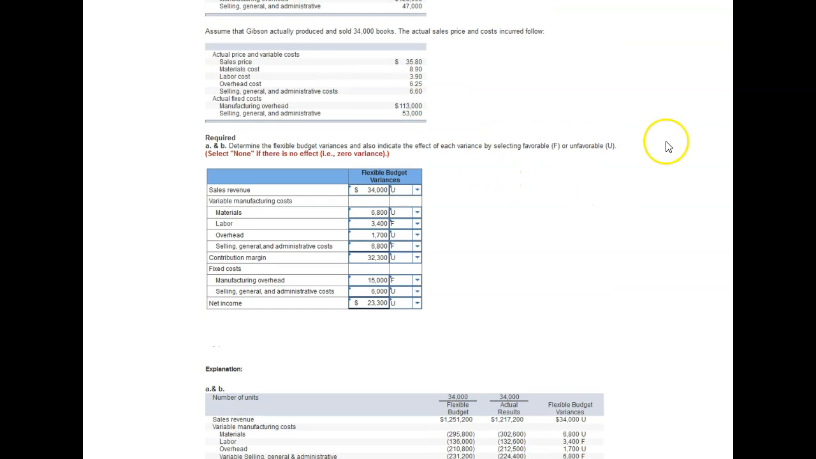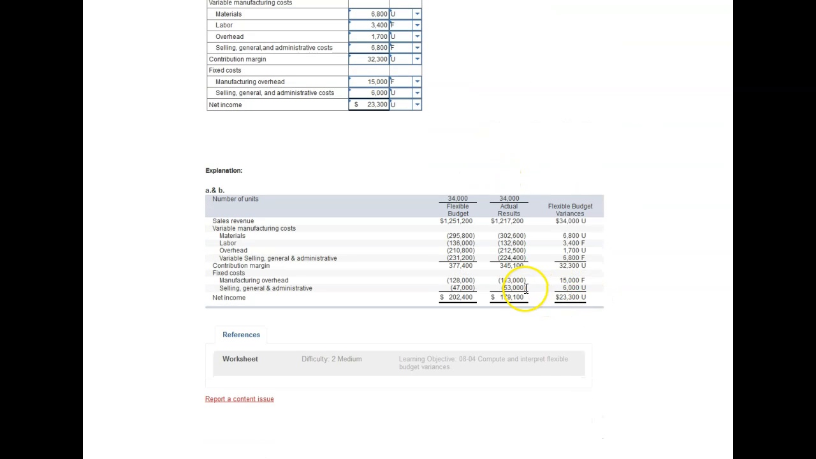Drop these two numbers in right here. Subtract from your contribution margin, get net income, and you're in effect done. Well, almost done. The only step now is to take each of these numbers and find the difference by subtracting these, put the difference over here.